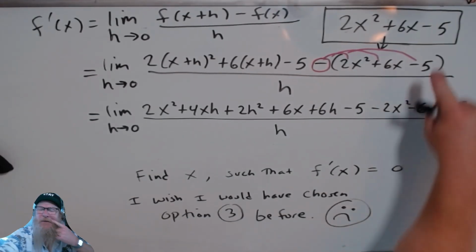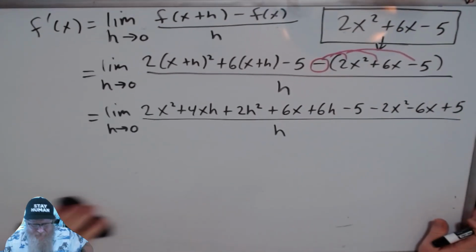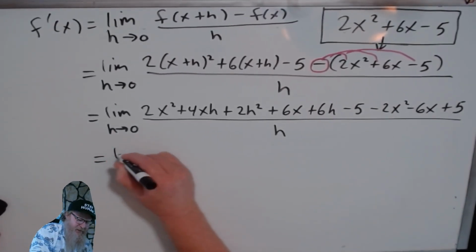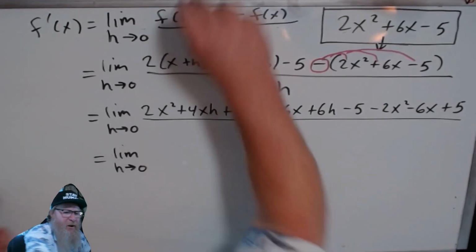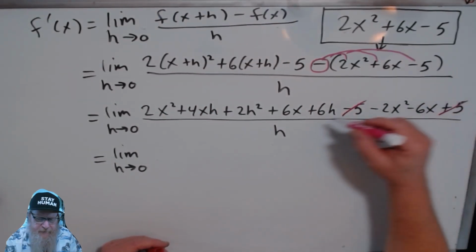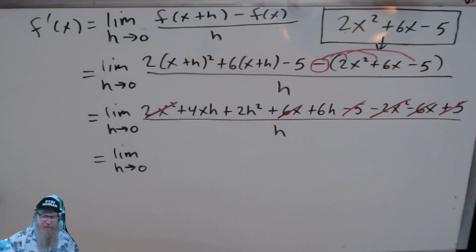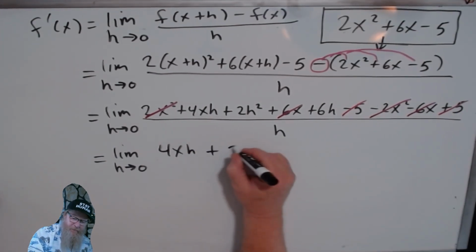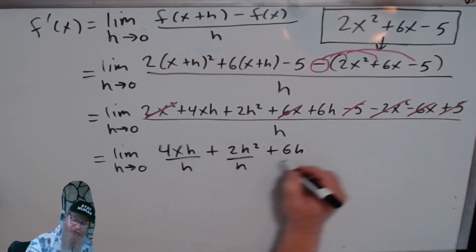This little box up here is just reminding me what my original function was. I have made the mistake of erasing it and then having to look through and scramble to find it again. So I just try to save it if I have the foresight to do that. Oh, my favorite part has just arrived. Cancel the 5s, cancel the 6x's, and cancel the 2x squareds. We divide them all by h.